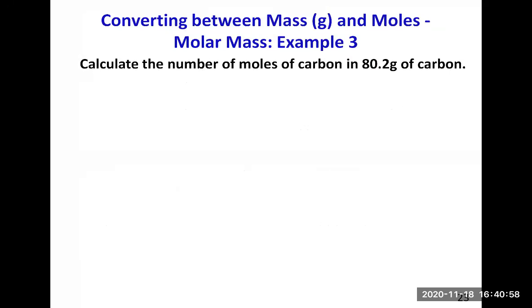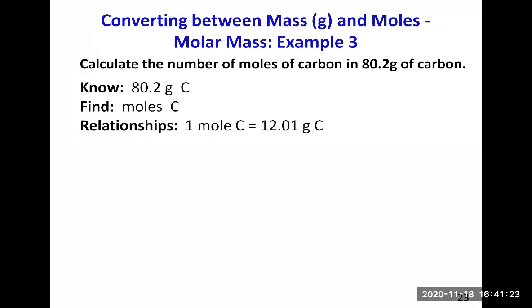So calculate the number of moles of carbon in 80.2 grams of carbon. So let's practice using that molar mass. This molar mass, as you can see, will allow us to change the grams of carbon into moles. So we have 80.2 grams of carbon, and we want the number of moles of carbon. And if you look at the periodic table, it says that the mass is 12.01 grams per mole of carbon. So written as an equality, it's 12.01 grams equals 1 mole of carbon.